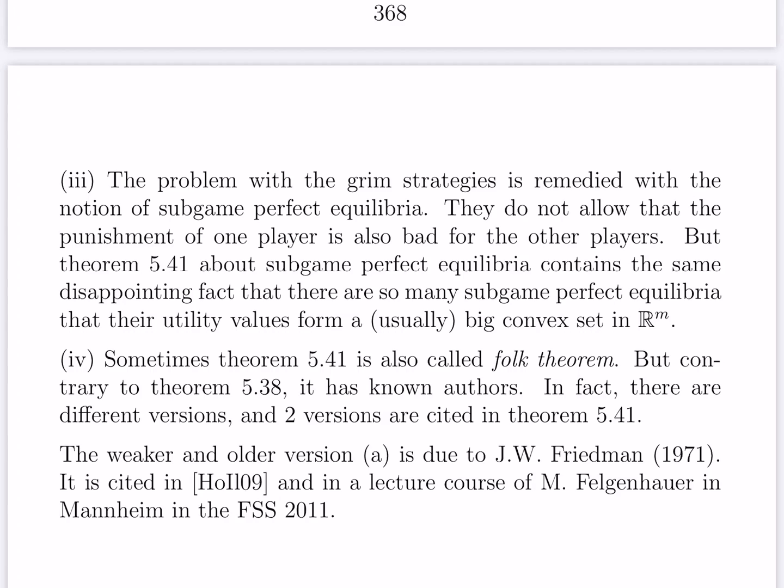Sometimes also theorem 541 is called Folk theorem, but contrary to the theorem 538, it has known authors. In fact, there are several versions, and two of them are cited in theorem 541. The weaker and older version A is due to Friedman from 1971. It is cited in the book of Holler and Illing on game theory, and also in a lecture course of Mike Felgenhauer, who was in Mannheim almost 10 years ago.